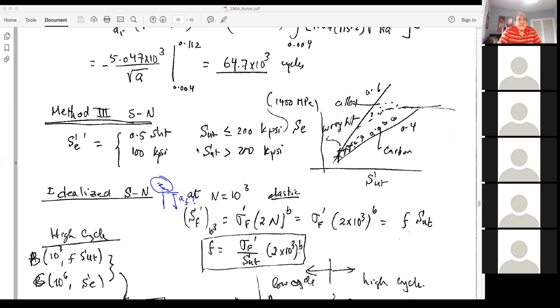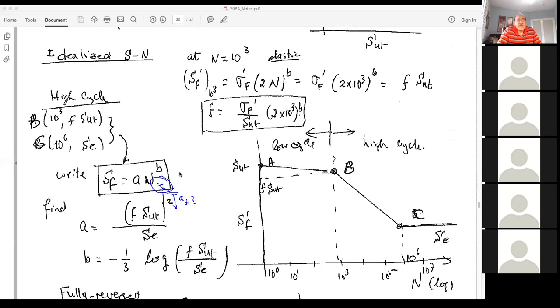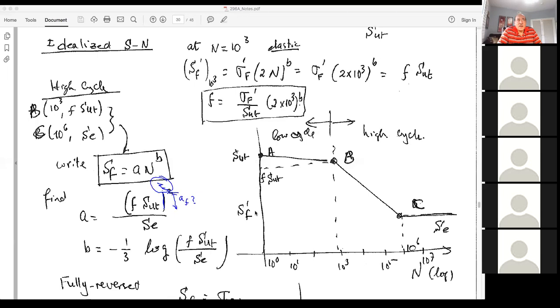Now the third method is the SN method, and we're going to give a quick review and a couple of examples on that. In the SN method, we have a diagram on a log plot, log to the base 10. The vertical is the applied amplitude in a fully reversed fashion. In other words, the average stress is 0, so you have up and down around the 0, and the amplitude is plotted here, S, and here is N in log to the base 10.